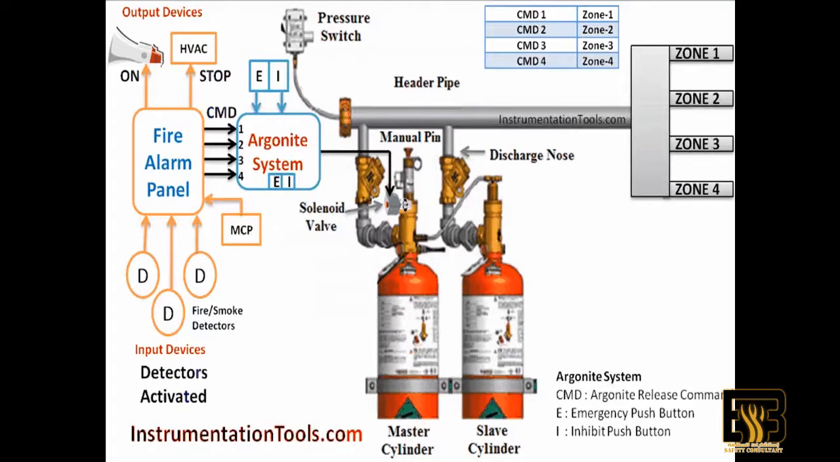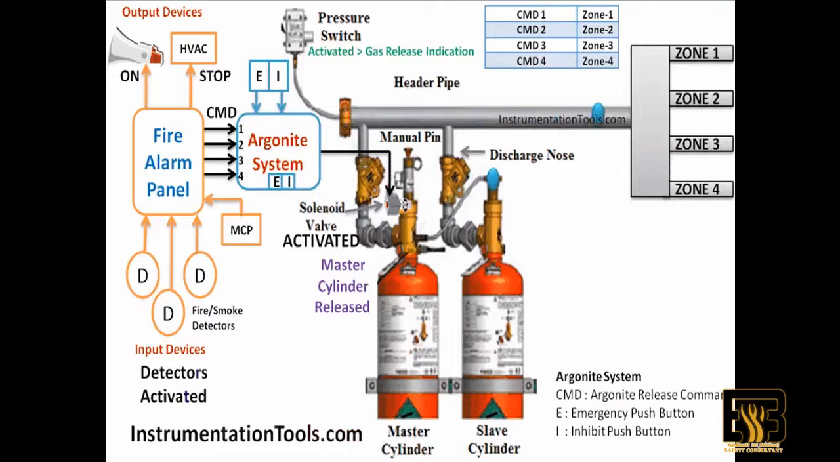The master cylinder gas will be released and it has 2 paths to go. One is the main discharge line and the second will go to the next slave cylinder. The master cylinder pressure activates the slave cylinder. Now the slave cylinder is also released.